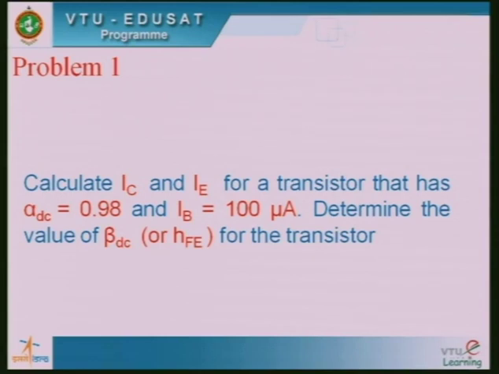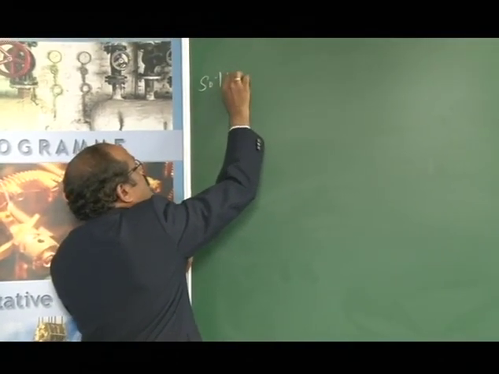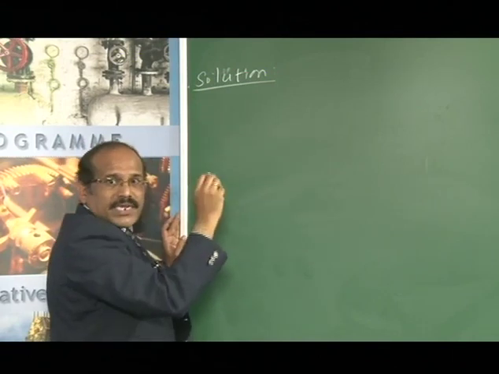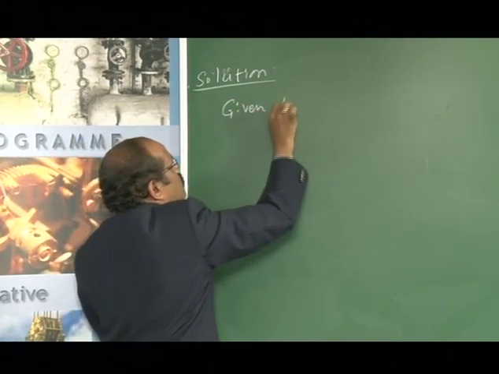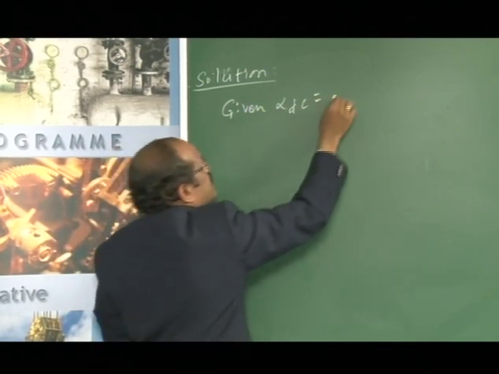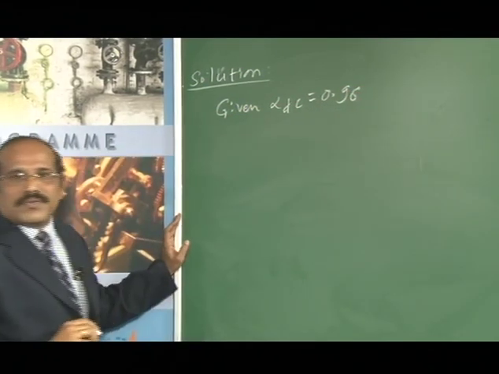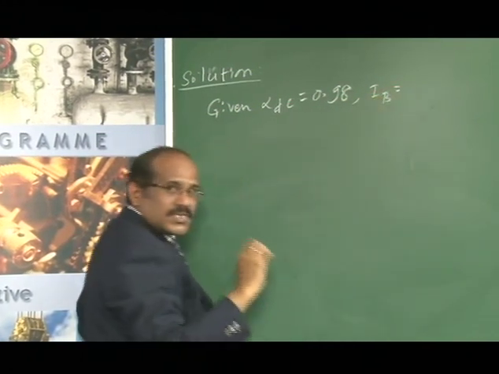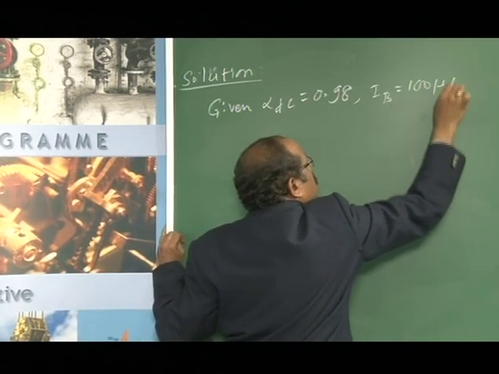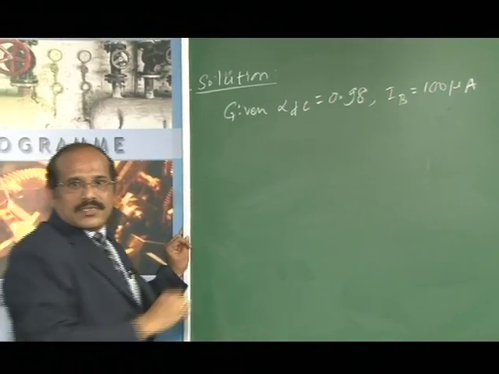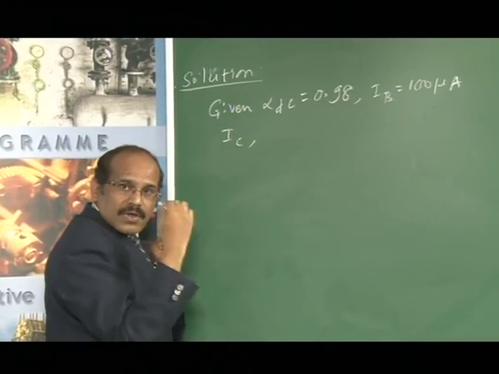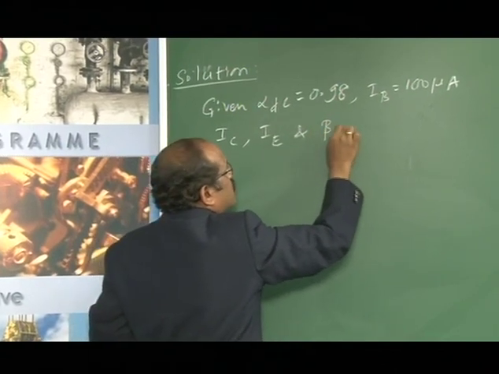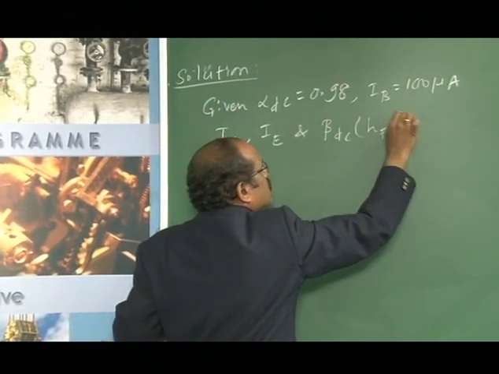What is asked here? The given data is alpha DC equal to 0.98, that is the common base current gain, and IB, the base current, is given as 100 microamperes. Using these two data, we need to calculate IC, then IE, and then beta DC, which is also called HFE.